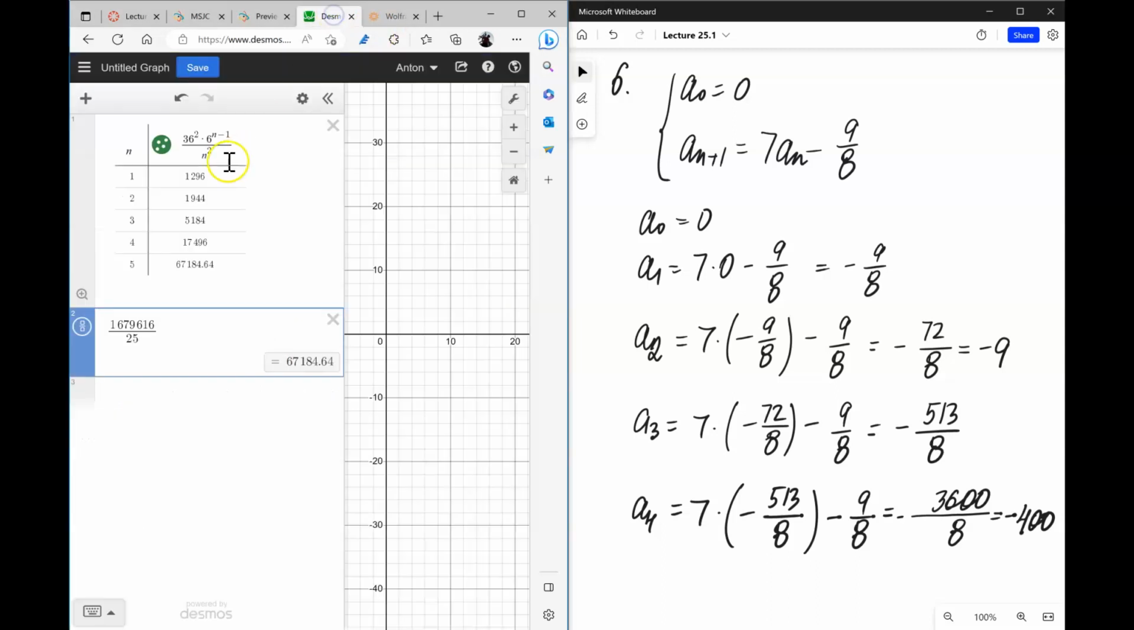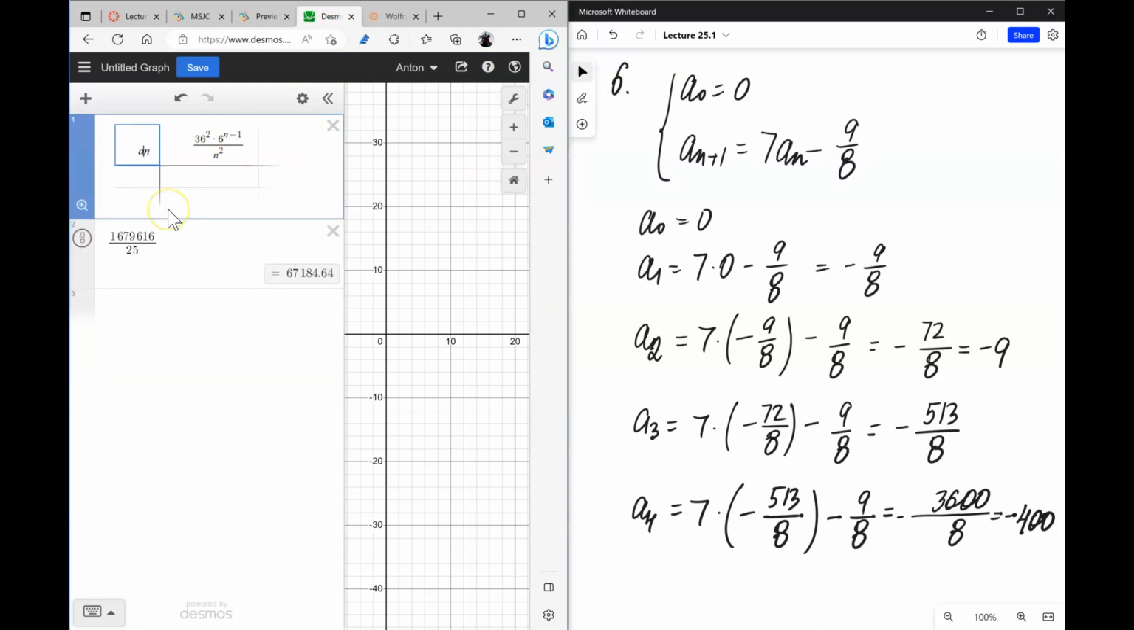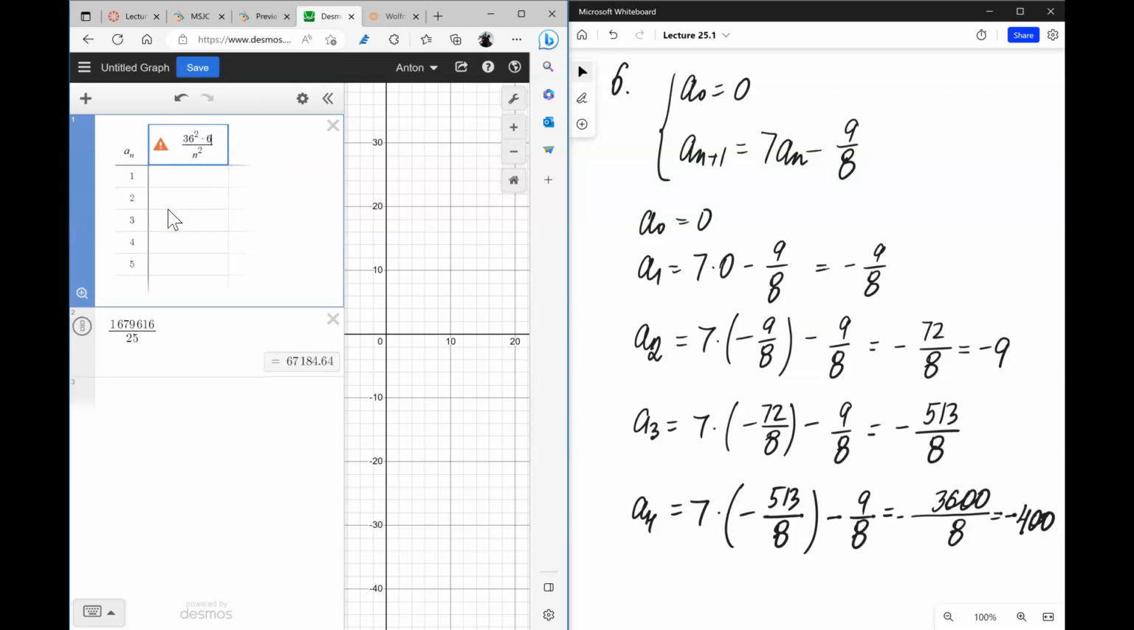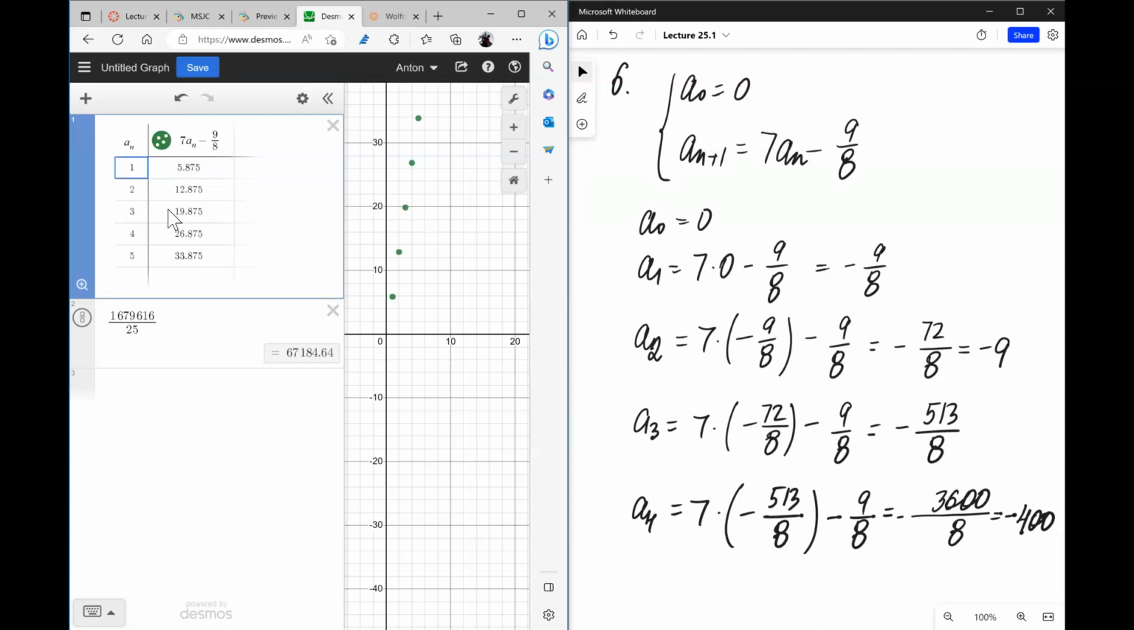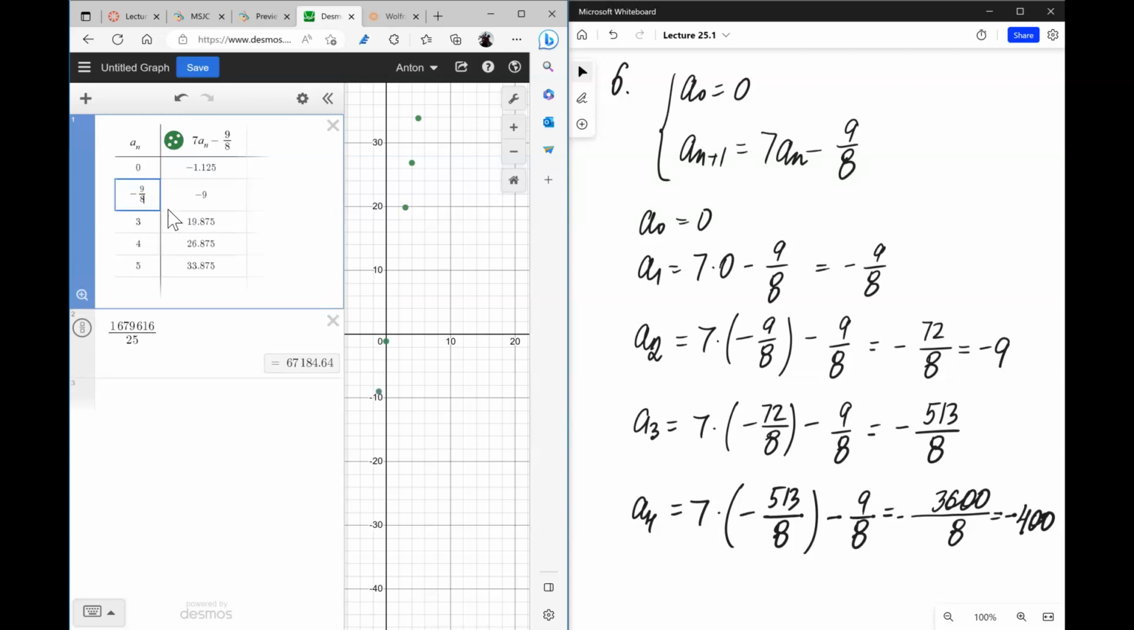Again, we can check our work by typing a sub n here. And here we type the recursive formula. The way we use Desmos for recursive formulas is not exactly the same way that we use Desmos for a general formula. Keep that in mind. We have to manually re-enter all the terms. So negative 9 over 8. So far it seems like it's good.